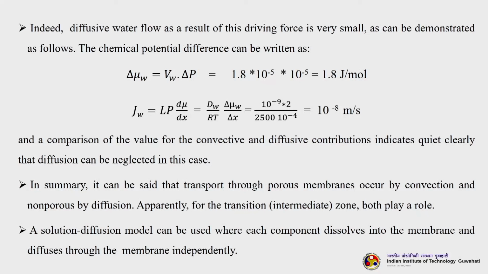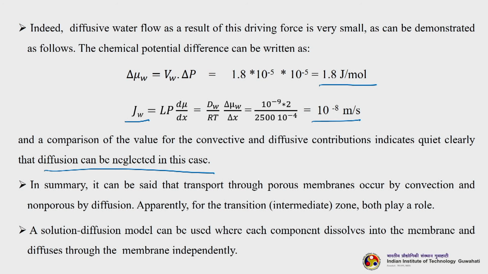So, you can calculate delta mu W equals 1.8 joules per mole, and water flux equals 10 to the power of minus 8 meter per second. If you compare these values for convective and diffusive contributions, it indicates that diffusion can be neglected in these cases, because the value is very small.